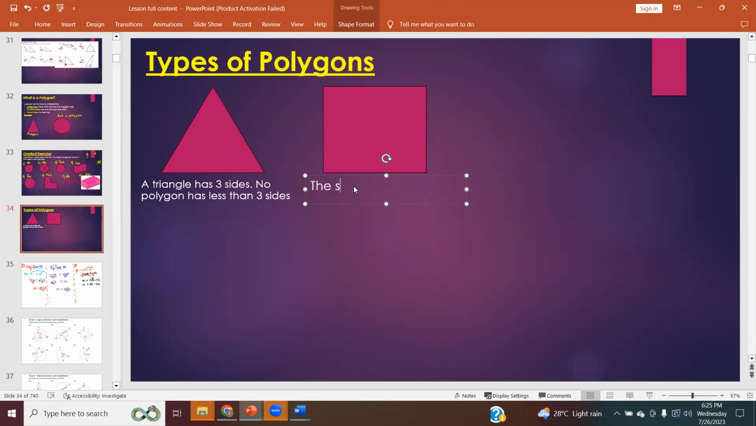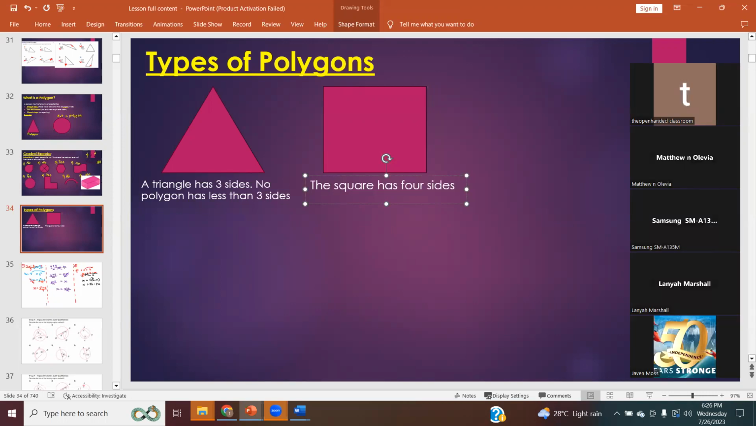I already started. Okay. So the square has 4 sides, and all sides are equal, and all angles are equal, since it's a regular polygon.